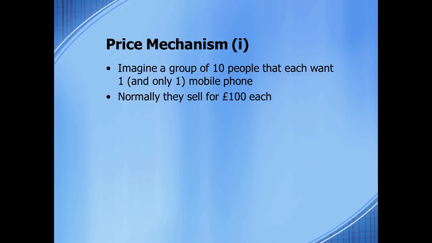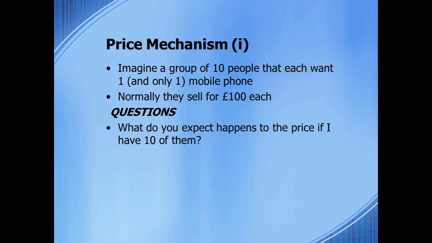If we think of a scenario where there's a group of 10 people that each want one and only one mobile phone. Now these mobile phones are really good, and they go for £100 each. I've got 10 phones and I've got 10 people that want them. So the supply matches demand, and everybody could have a mobile phone at £100 and everyone will be happy. So what do you expect happens to that price if I have 10 of them? Well, as we said, it's quite reasonable we'll get £100 each.